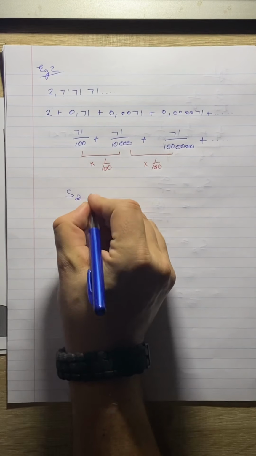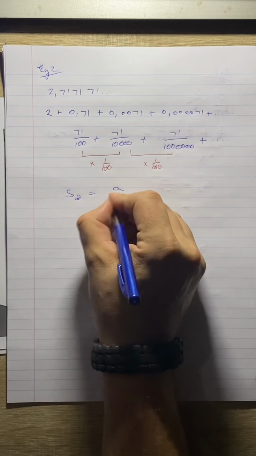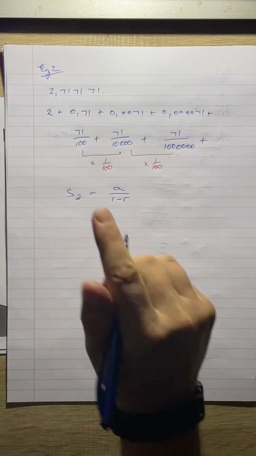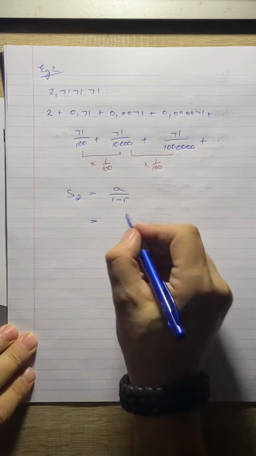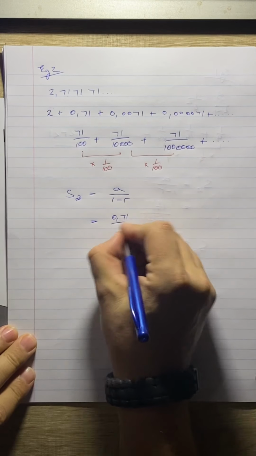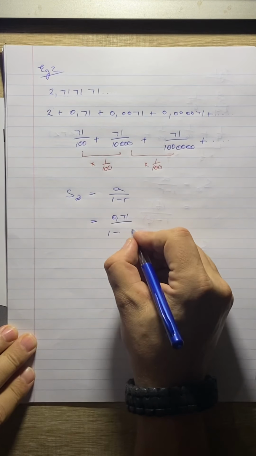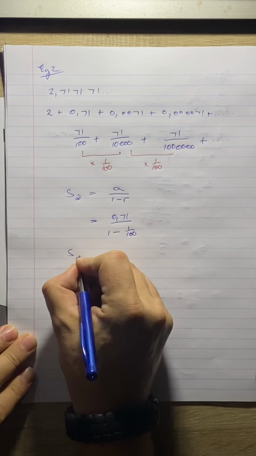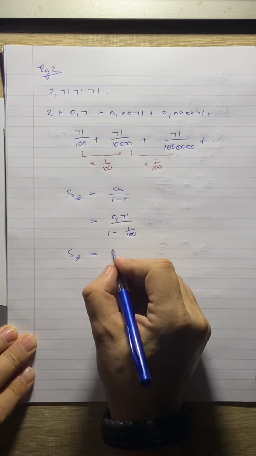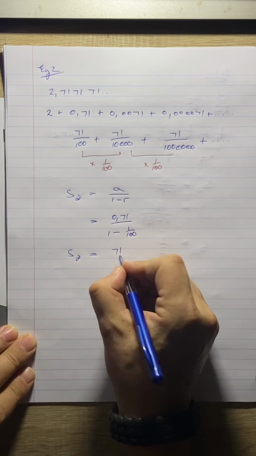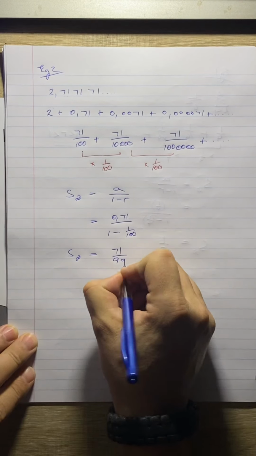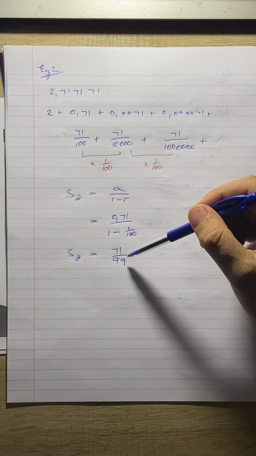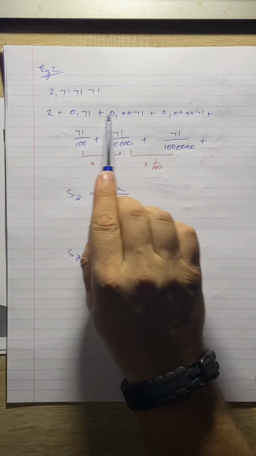Okay, so the sum to infinity is equal to a over 1 minus r. My a value is this 0.71 over 1 minus the r value of 1 over 100, and you can calculate that on the calculator to be 71 over 99. All right, but now just remember that this was not our original number. This was just part of it.